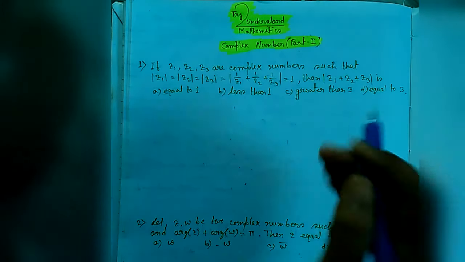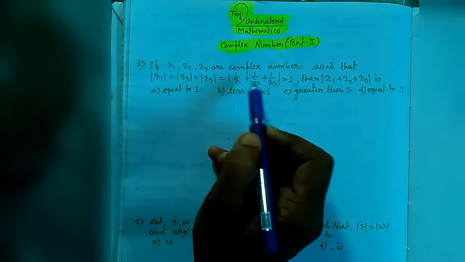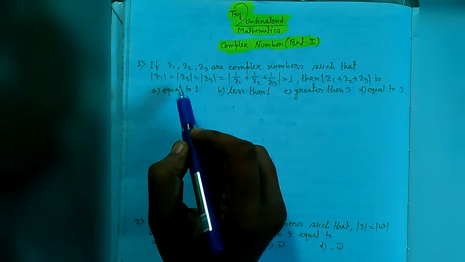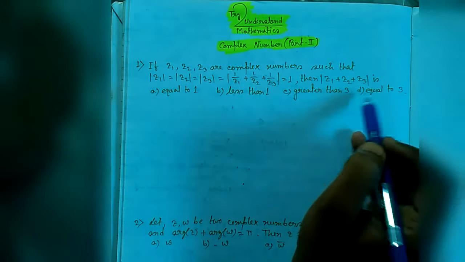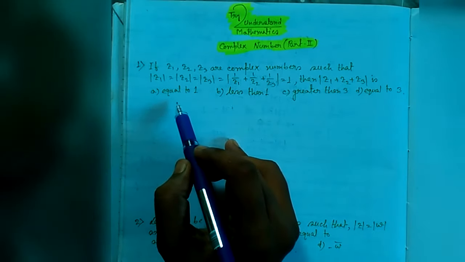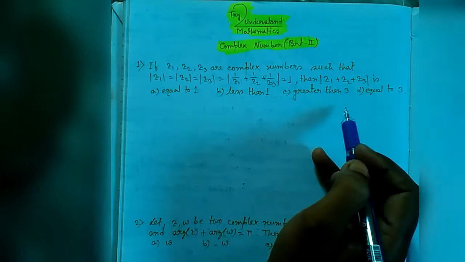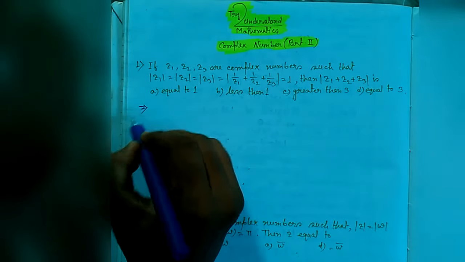My topic is complex number part 2. Question number 1: if z1, z2, z3 are complex numbers such that modulus of z1 equals modulus of z2 equals modulus of z3 equals 1, then modulus of z1 plus z2 plus z3 will be either equal to 1, less than 1, greater than 3, or equal to 3. First pause my video and try yourself.